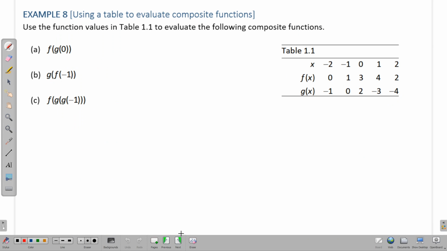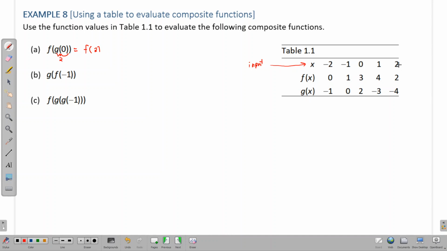Now we can also do this with tables instead of graphs, and again it works the same exact way. So first one, it says plug 0 into g. This row here represents the input. So we're plugging 0 into g, and we get an output of 2. That means we're doing f of 2, because g of 0 was 2. All right, f of 2.